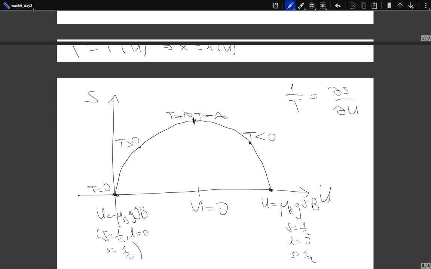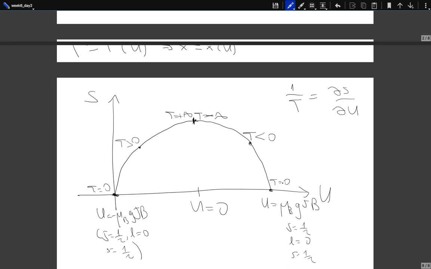And this point again corresponds to T equal to 0 because the derivative is infinite. But it goes from the left, when T goes to 0 from negative values. So basically, do negative temperatures exist? Yes, in such a system. But they are not colder than 0. They are just hotter than infinity.